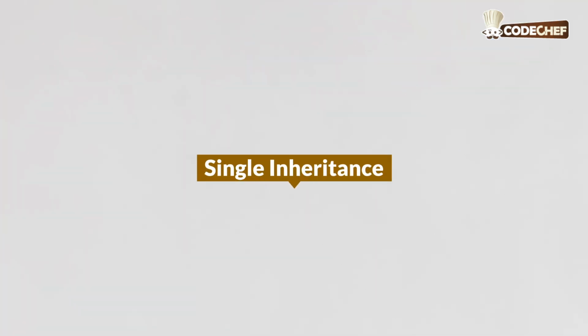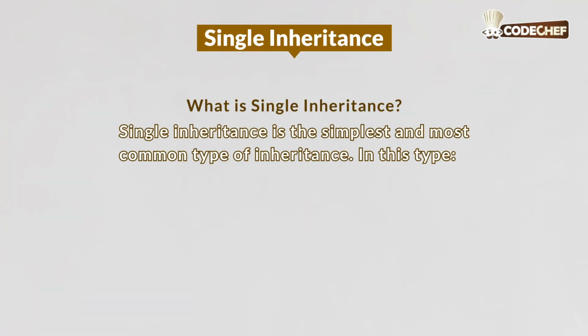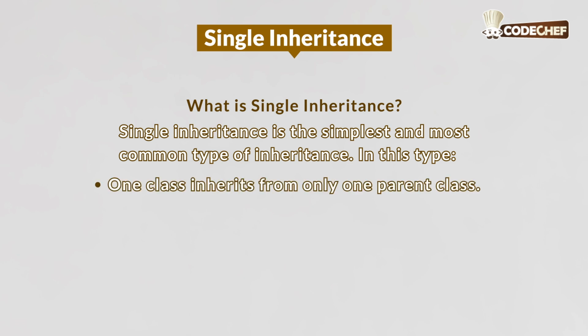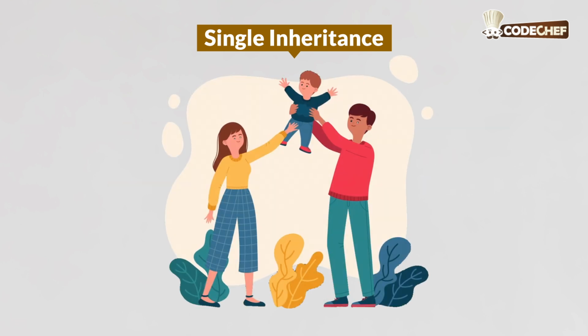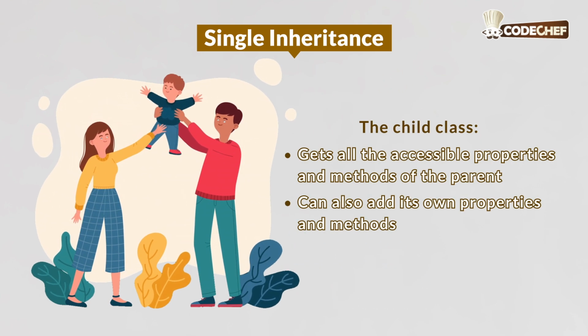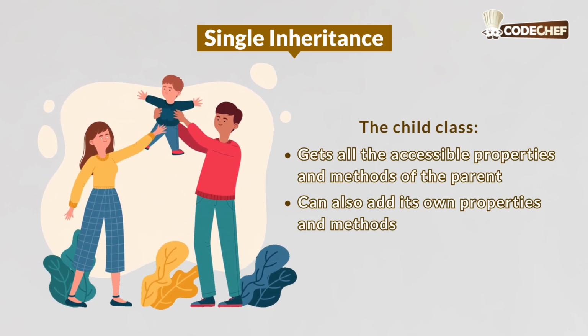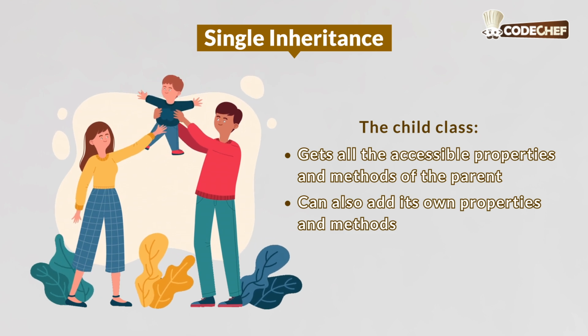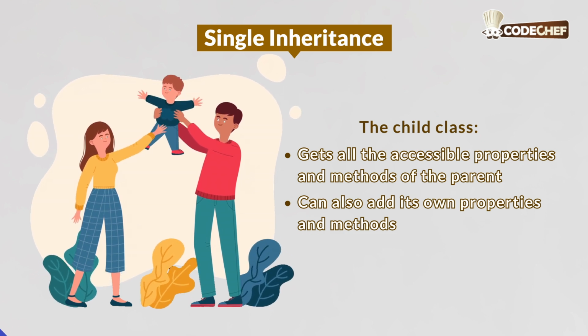Single inheritance. What is single inheritance? Single inheritance is the simplest and the most common type of inheritance. In this type, one class inherits from only one parent class. The structure is parent class to child class. Think of it like a child inheriting traits from one parent. The child class gets all the accessible properties and methods of the parent. It can also add its own properties and methods.